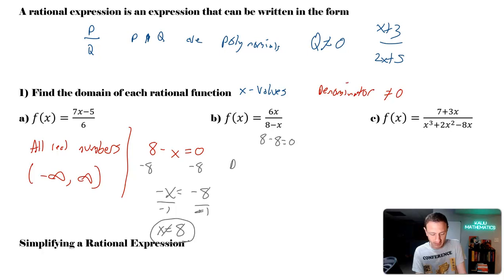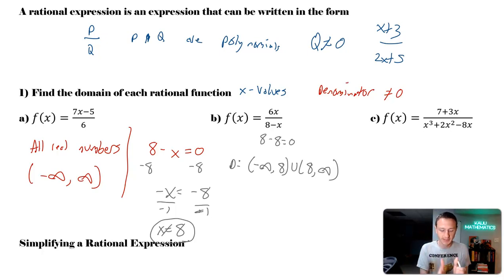So our domain is going to be from negative infinity up to 8, unioned with 8 to infinity. So it exists everywhere besides at 8, because when x is 8, we get 0 in the denominator. We cannot divide by 0. And same thing I said before, we really don't care about what's happening in the numerator unless we could do some sort of simplifying, but it's not really going to affect the domain. We really are focusing in on the denominator. We cannot equal 0 in the denominator.